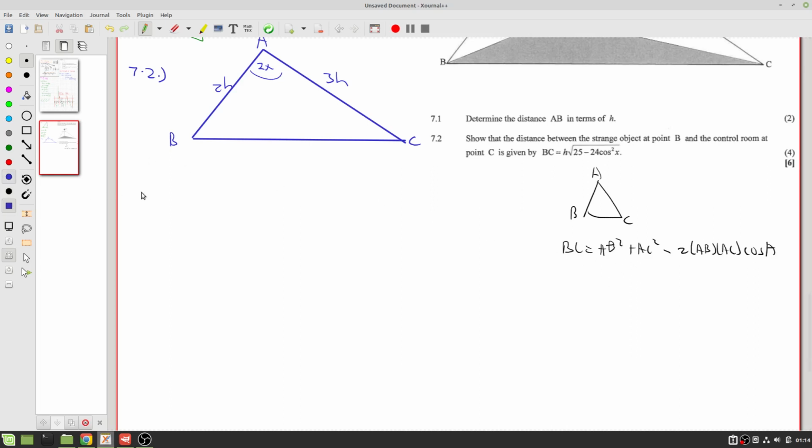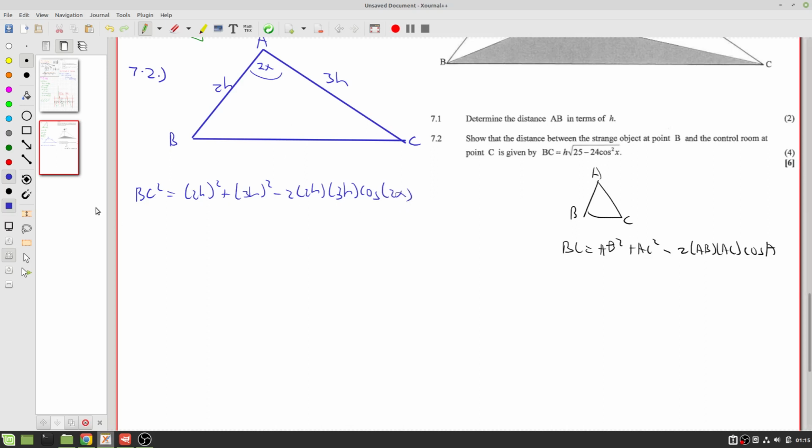Now let's apply it to our scenario. We want BC, so we'll do BC squared equals the other two lengths squared, so 2h squared plus 3h squared, minus 2 times 2h times 3h times cosine of the angle opposite BC, which is 2x.